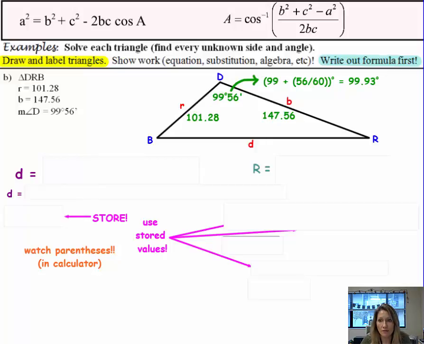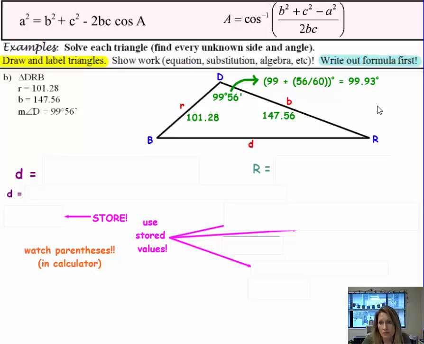Okay, so you can double check your diagram and all of its labels. Now notice that the angle that we were given was given in degrees and minutes. In case you've forgotten what minutes are, there are 60 minutes in 1 degree. So if we have this little symbol, this tells us that we have 99 whole degrees and then 56 out of 60 partial degrees. What I like to do with these is just calculate and then store that value. So I'll store this probably as D in my calculator.